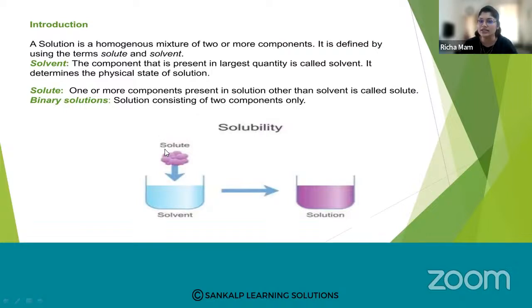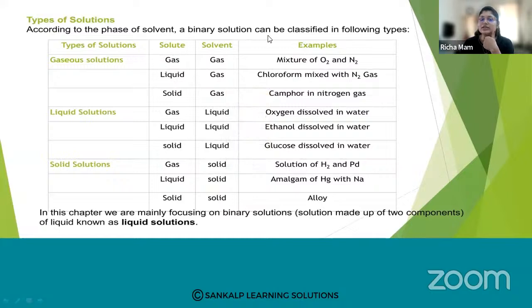Binary solutions consist of two components. Binary means two components. So the solutions which consist of two components are called binary solutions. We know what a solution is made up of, right? The solution is made up of solute and solvent. The solute will be present in a smaller quantity and the solvent in a larger quantity, right? The solvent will decide the physical state of the solution. Depending on this, we have discussed the types of solution.